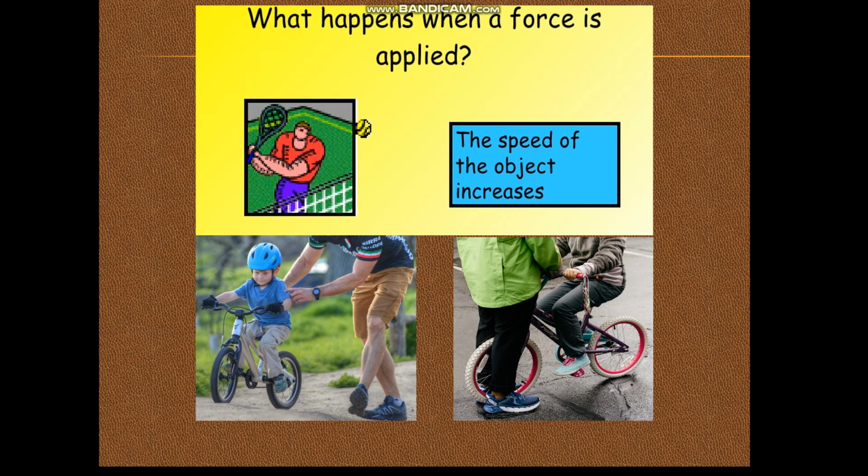A force can make an object move faster. You can increase the speed of a moving bicycle by pushing it in the direction in which it is moving. Also, a force can slow down a fast moving object. You can slow down the speed of a moving object by applying force in the direction opposite to which it is moving.